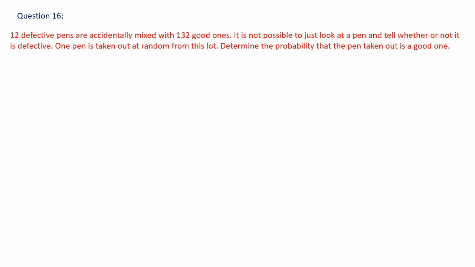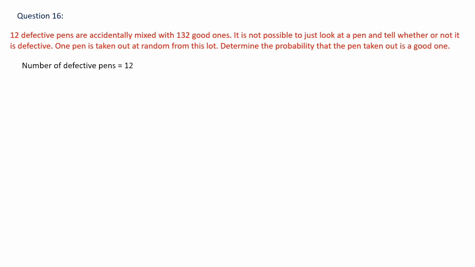Let's go through the question again. 12 defective pens are accidentally mixed with 132 good ones. Now altogether they are mixed up. Out of that total number of pens, 12 are defective and 132 are good ones. So it is not possible to just look and say that this is good or this is defective. One pen taken out at random from this lot means these two groups are now mixed up. From this group you are taking one pen at random. What is the probability that the pen taken out is a good one? That is the question.